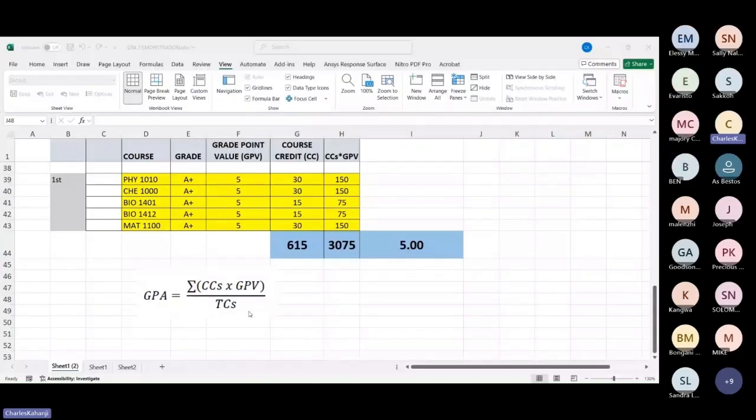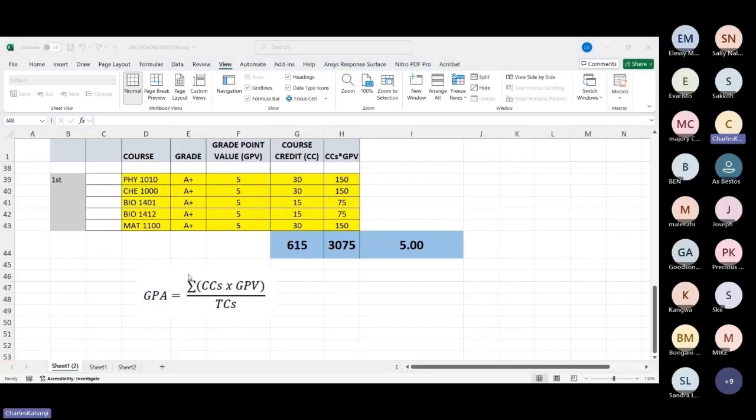Let me know when you're able to see the full screen or the screen that I'm sharing. Someone to confirm? Yes, we're able to see it. Okay, thank you.